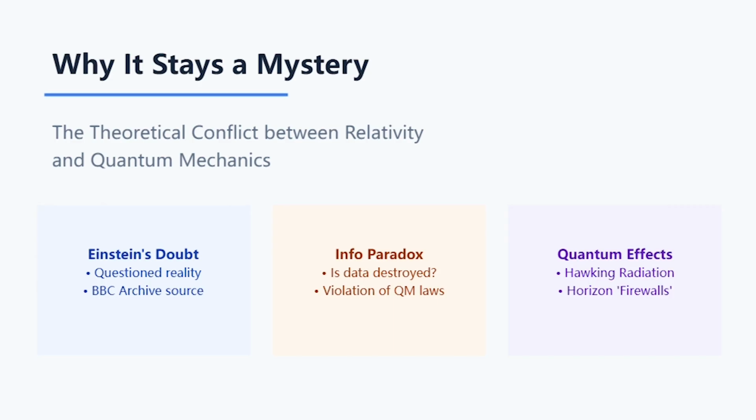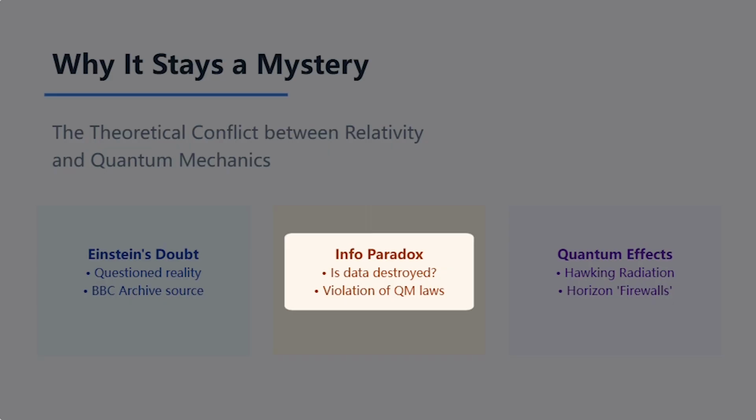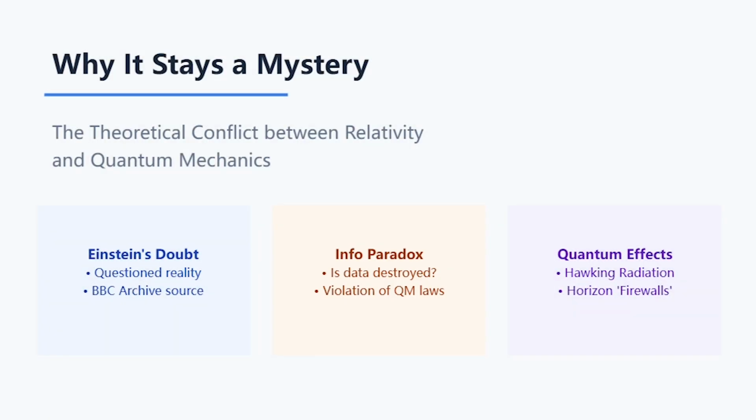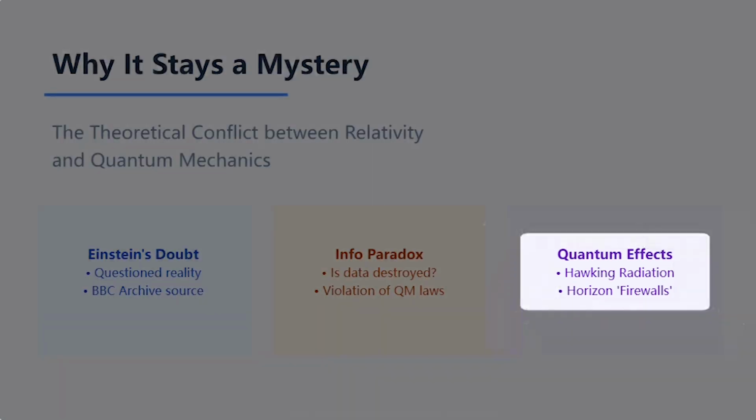Then we have the information paradox. In the quantum world, information about a particle's state can never be truly destroyed. However, if that particle falls into a black hole, it seems to vanish from our observable universe. If the information is truly gone, it would mean our understanding of physics is missing a massive piece of the puzzle. To solve this, Stephen Hawking proposed that black holes actually leak energy called Hawking radiation and eventually evaporate.